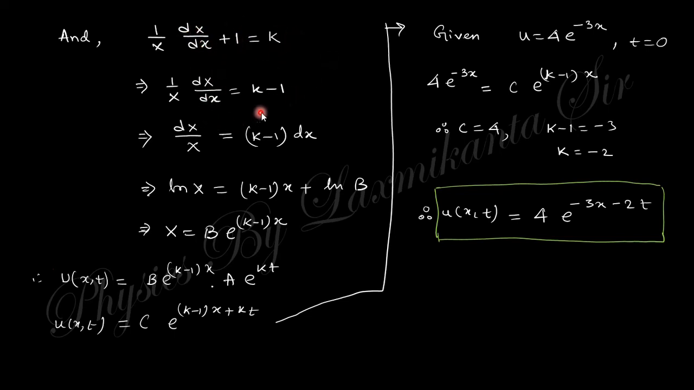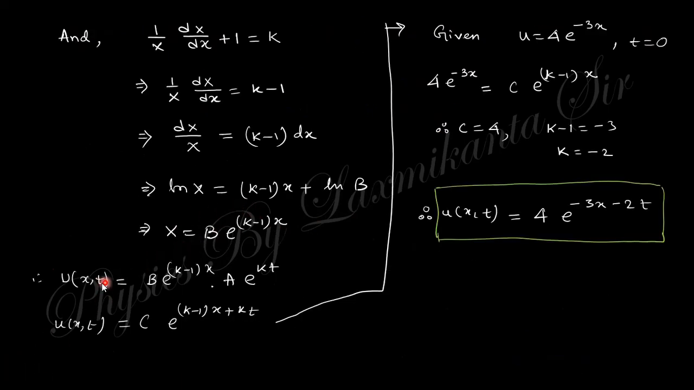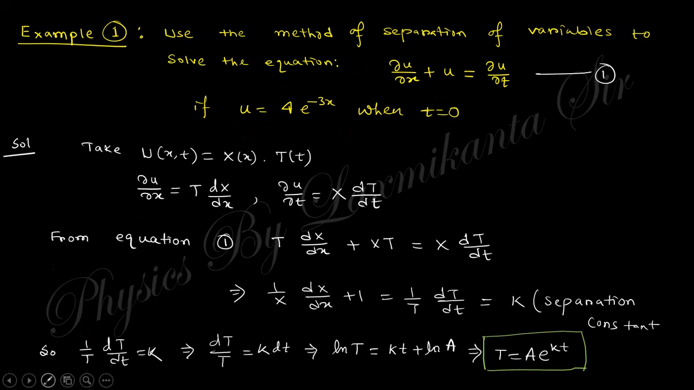So take the right hand side and separate out x and t, and then integrating, you will get this from x, so you will obtain t, and here you obtain x, so just take the product of them, and you will get this solution.